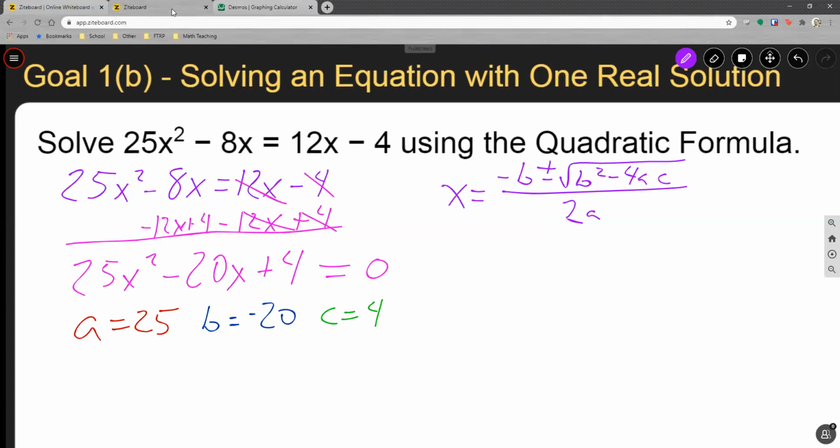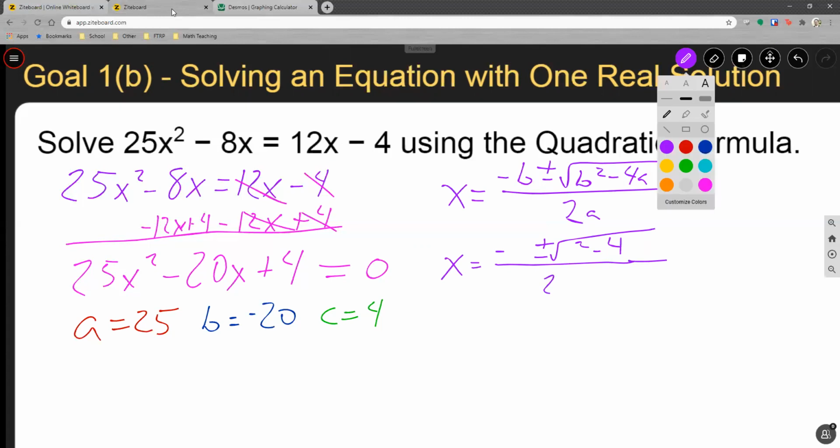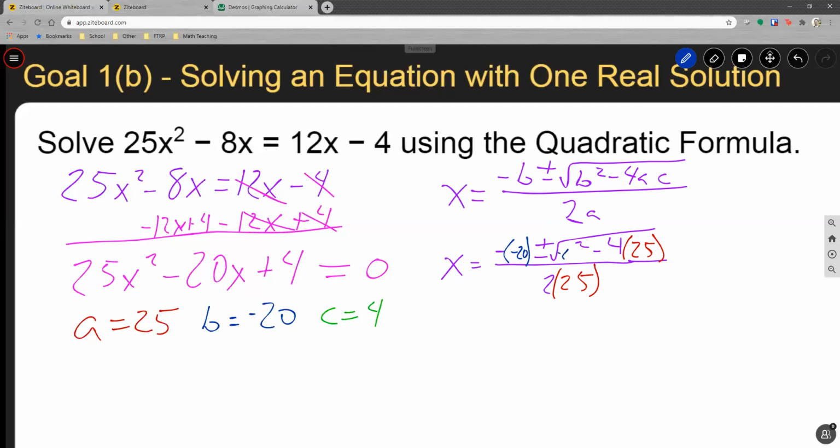So let's go ahead and plug in a, b, and c. X equals -b plus or minus the square root of b squared minus 4 times a times c all over 2 times a. Okay, a is 25. 2 times 25. That's up here as well with the 4. B is -20. So I'm going to have -20, and I've got -20 squared. And then finally, my c value is going to be +4.